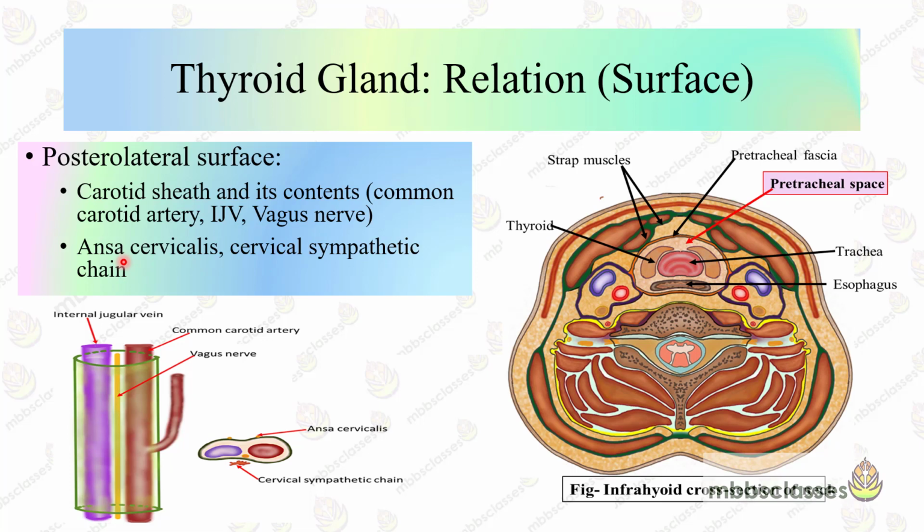Sometimes also the structures that are associated with the carotid sheath are the ansa cervicalis and the cervical sympathetic chain. So this is how the cervical sympathetic chain and ansa cervicalis are associated with the carotid sheath. And this carotid sheath is very much related to the posterolateral surface of the thyroid gland.